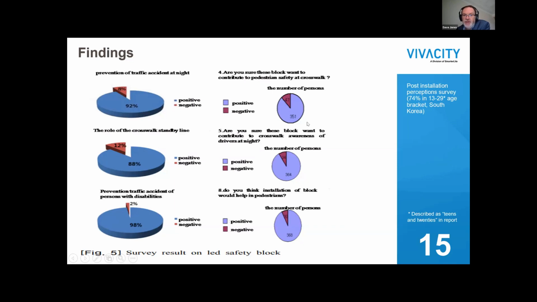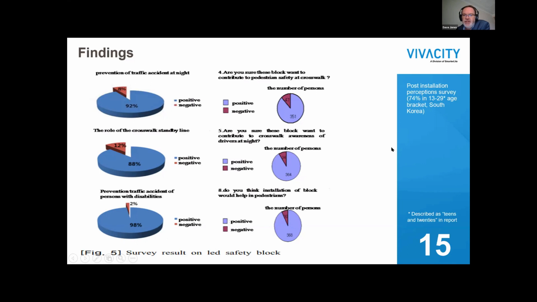Do pedestrians perceive that they contribute to crosswalk awareness by drivers at night? 364 positive and only 34 negative. And do you think the installation of the blocks helps pedestrians? 368 positive and 30 negative.